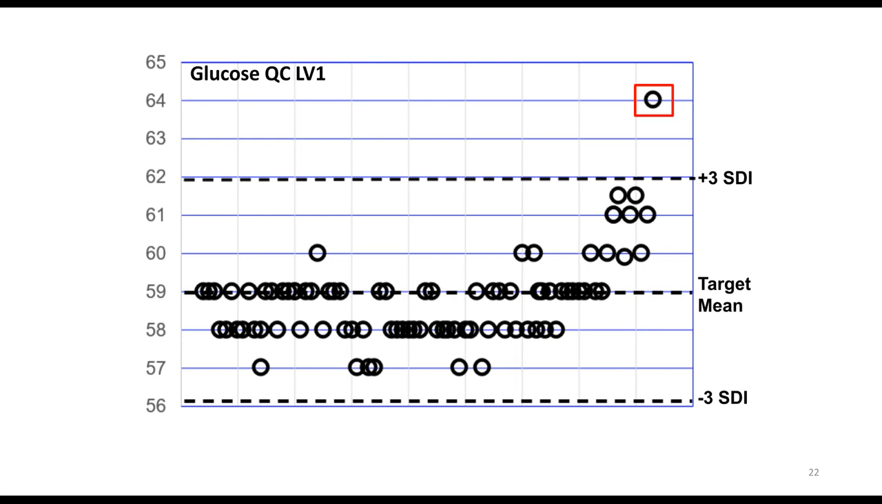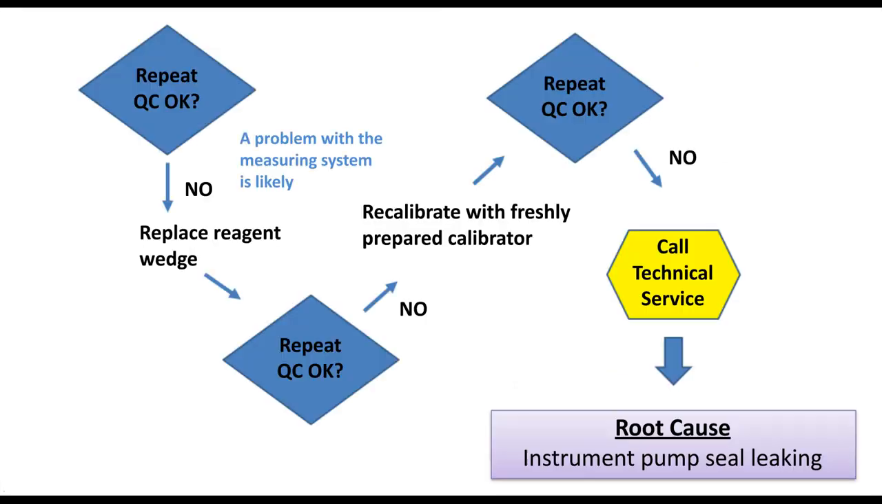In the next case, an out-of-control event occurred for level 1 glucose QC. A look back at the Levey-Jennings charts showed that a trend had been developing over the past several QC runs. So the first thing that we did was repeat the QC analysis using a fresh vial of QC. However, that did not correct the problem. Therefore, we know there is likely a problem with the analytical measurement system.